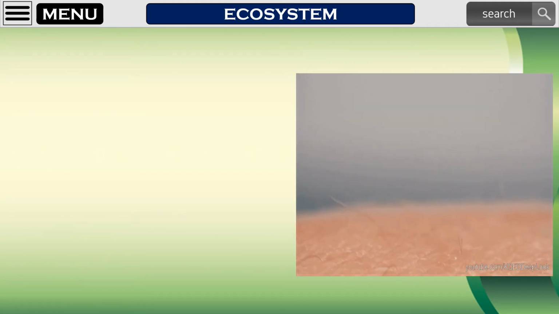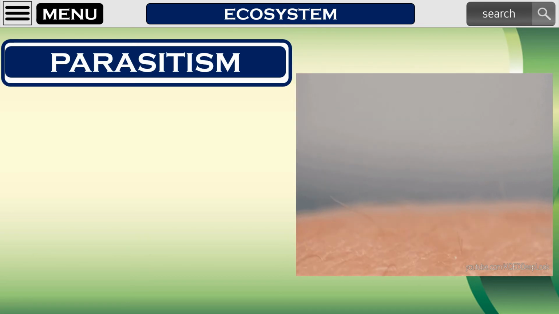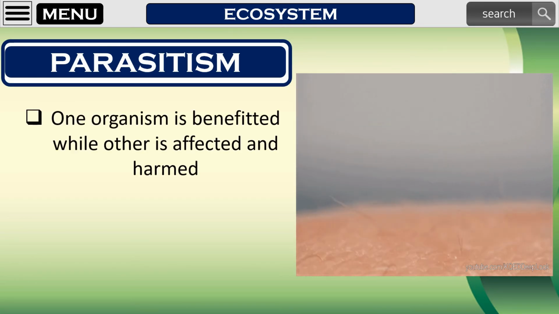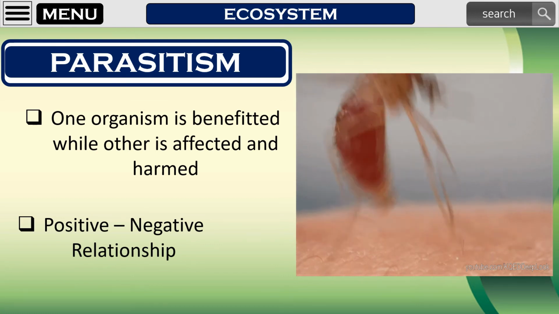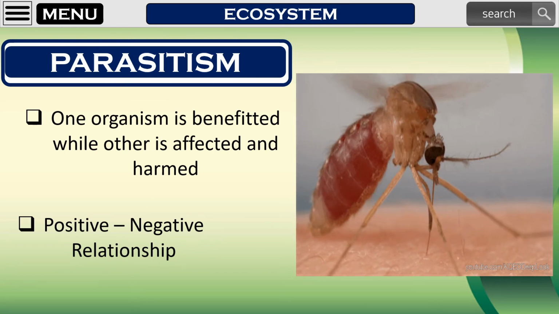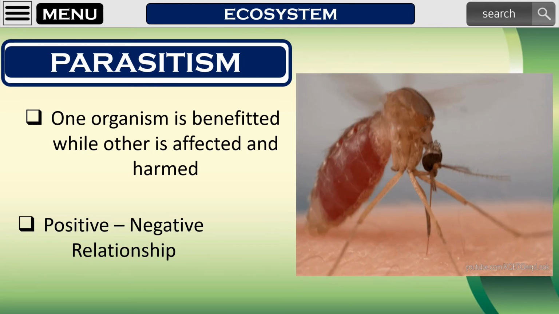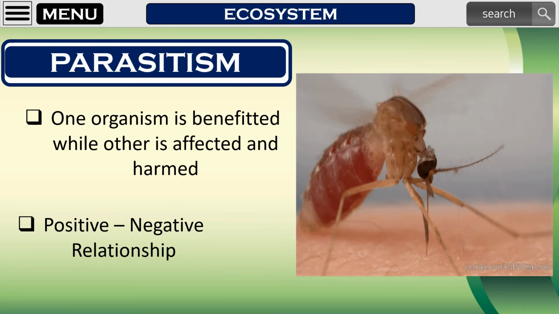The next ecological relationship is parasitism. Parasitism happens when one organism benefits and the other is harmed. Their interaction is positive-negative. Since one species benefits and the other is harmed, the organism that benefits from the relationship is called the parasite, and the organism that is harmed is called the host. The parasite is usually smaller than the host.